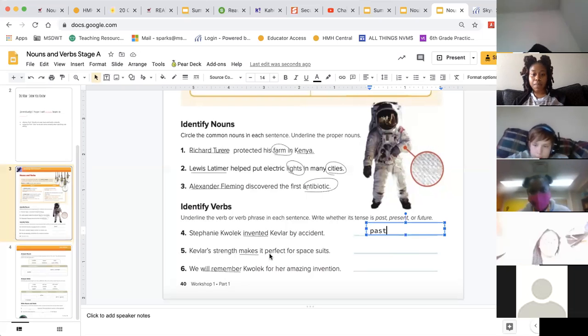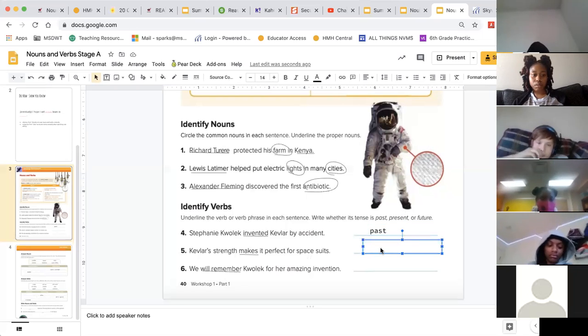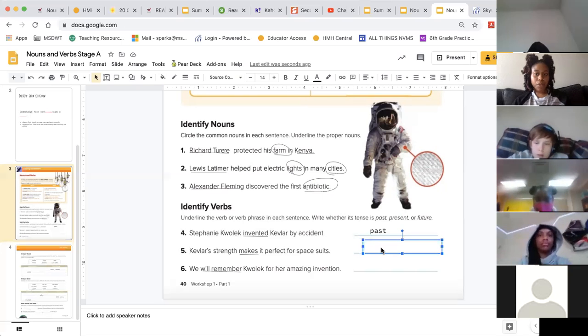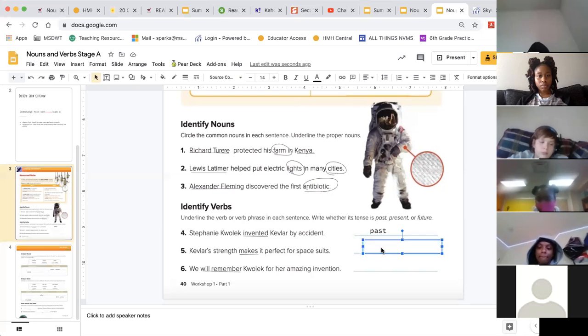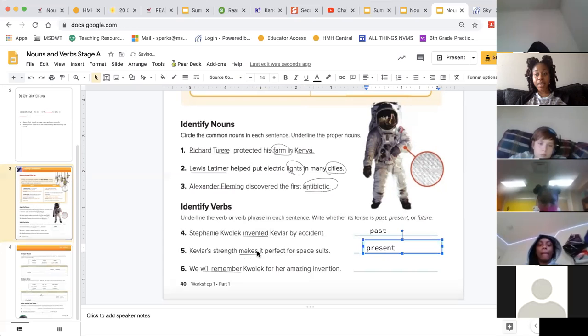Five, Kevlar's strength makes it perfect for spacesuits. Makes is our verb. Past, present, or future? Everyone answer in the chat. Past, present, or future? Good. Present. In this case, we have S on the end because it has to match the subject in this sentence. And then the last one.